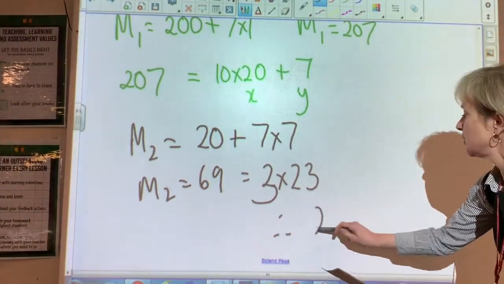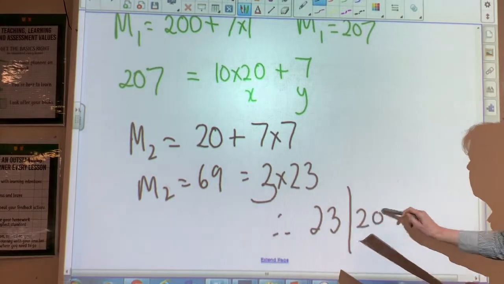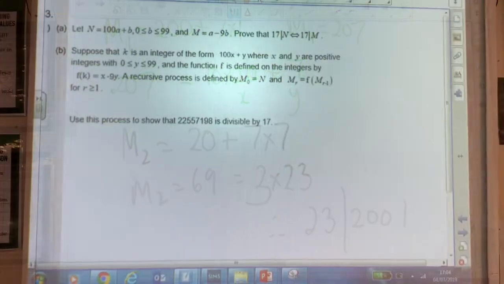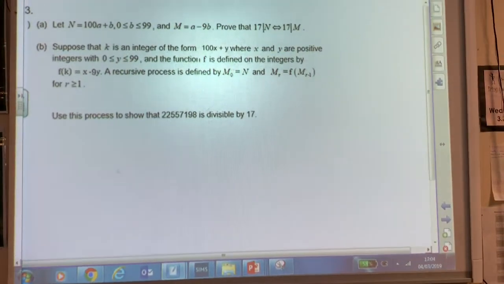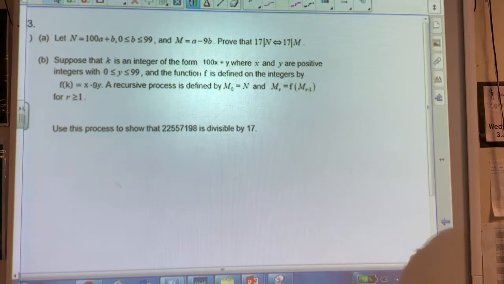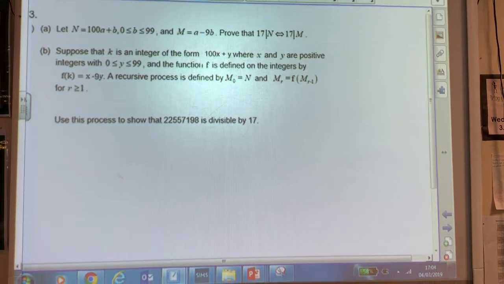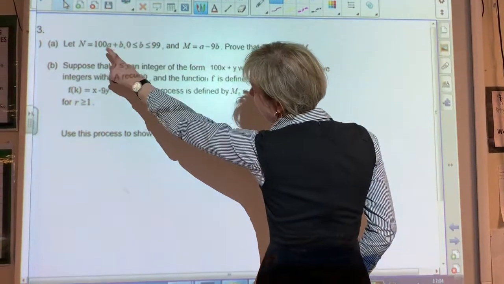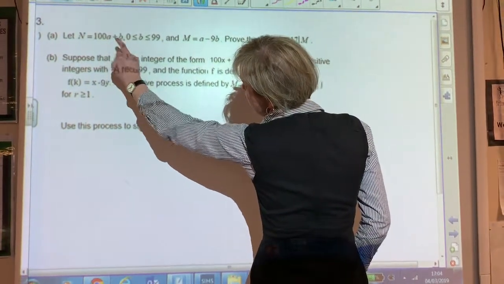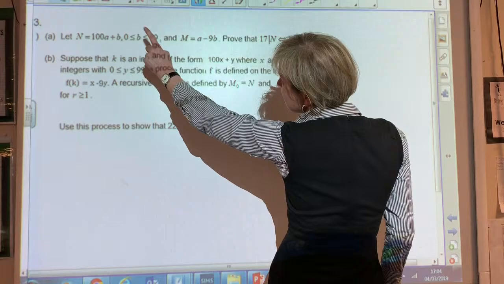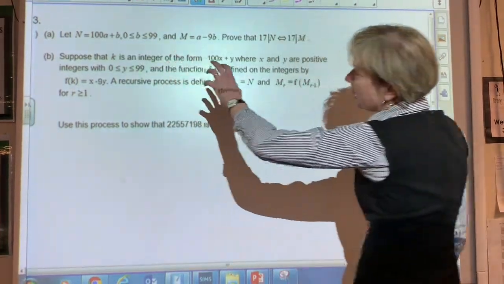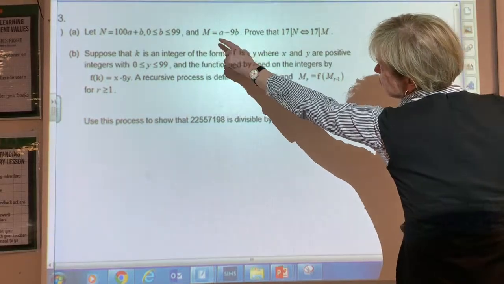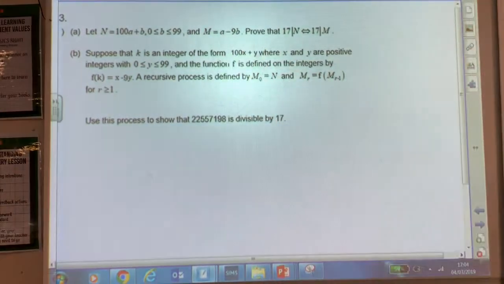Therefore, we know that 2001 must be divisible by 23. So this is the last question. Now this one's slightly different because it gets there much quicker, because this one is getting you to write the number you want to divide as 100a plus b, where b lies between 0 and 99. And it's telling you how to do your second number, a minus 9b.